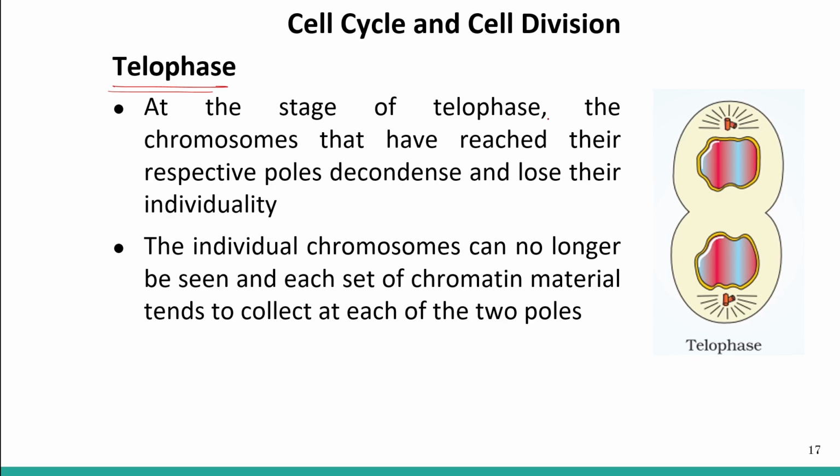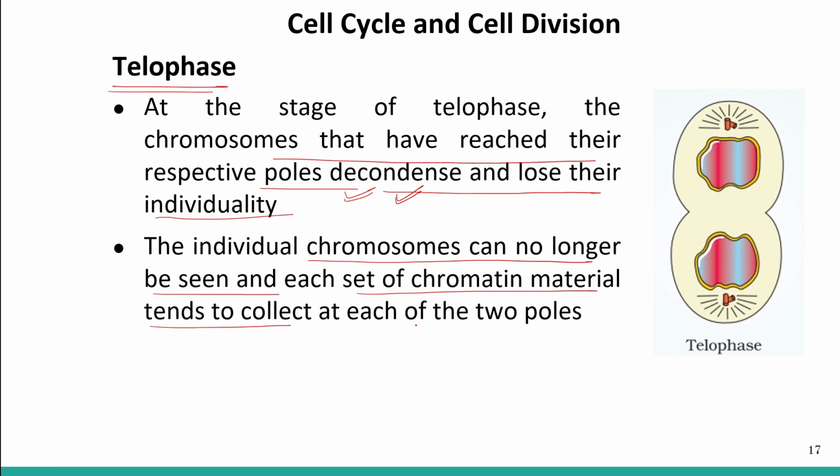At this stage, the chromosomes that have reached their respective poles decondense and lose their individuality, right? So at the start of the prophase there is a lot of condensation of the chromatin material, but here the decondensation process, just the opposite of that, occurs at the telophase stage. Okay, the individual chromosomes can no longer be seen, and each set of chromatin material tends to collect at each of the two poles. So we have two sets of chromatin material, one at one pole and another at the other pole, like this.